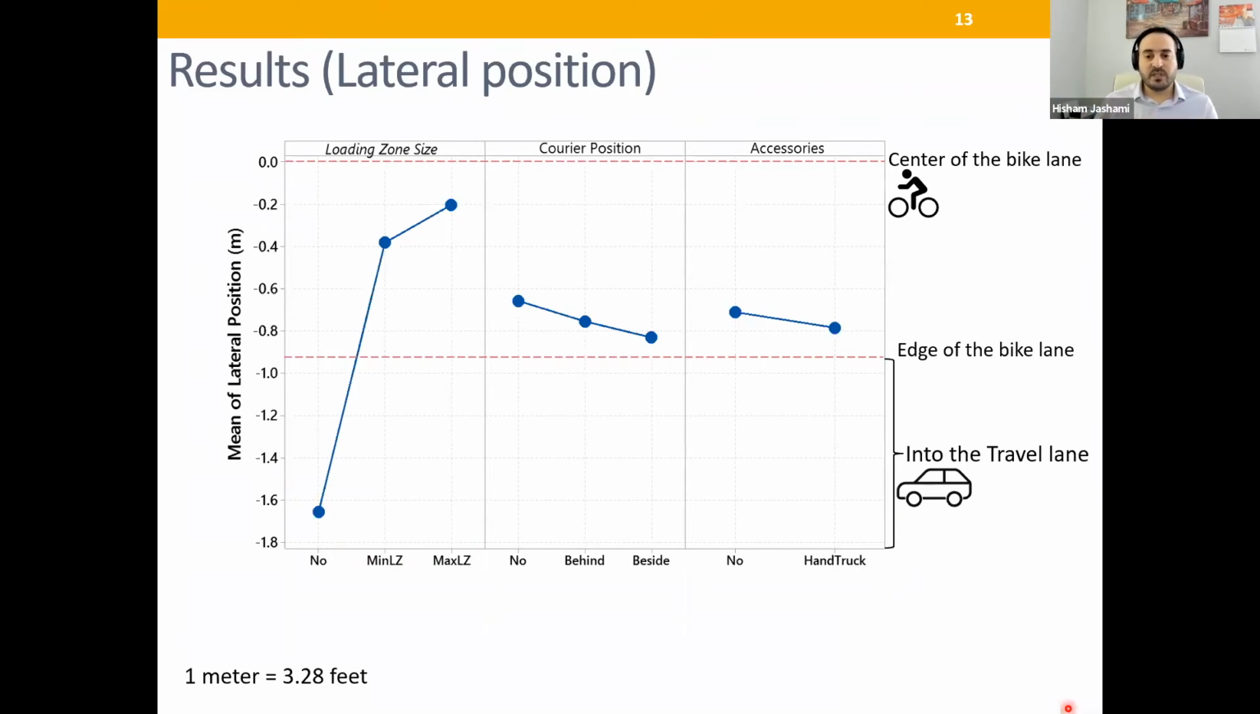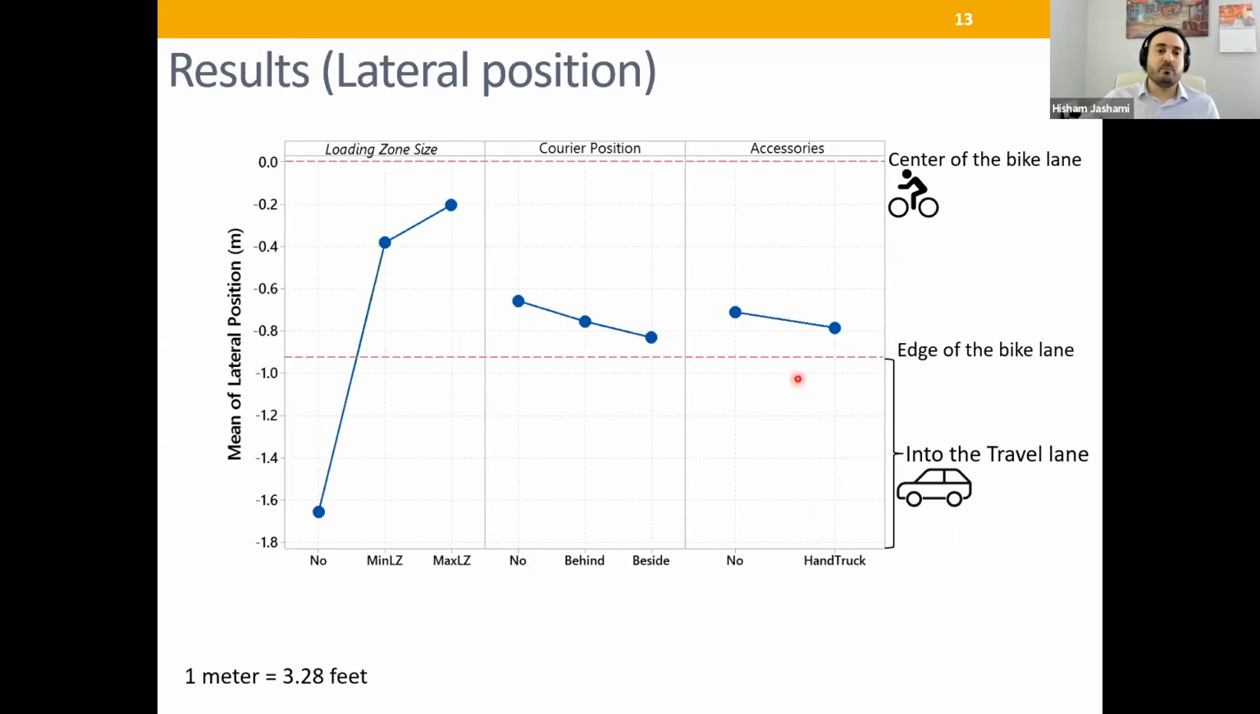For the carrier position, when cyclists rode in a scenario that had a carrier on the driver's side of the truck, the participants actually diverged the highest compared to the other scenarios. But when you compare behind the vehicle, where the carrier is behind the vehicle, or there is no carrier at all, statistically speaking, they were not that different. But when you compare beside the truck versus no carrier, they were actually different.